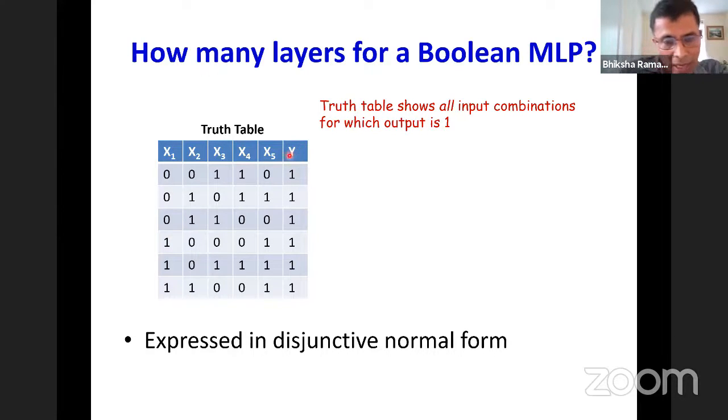And here is the interesting thing. There are 5 inputs, so there are 2 raised to 5, 32 possible combinations of inputs. But I don't need to list all 32 combinations in my table. It is sufficient for me to just list those combinations for which the output is 1. For all other combinations, the output is implicitly 0. So this table, although it has only 6 rows, actually represents a full function over all 32 combinations of x1 through x5. That clear to everyone?